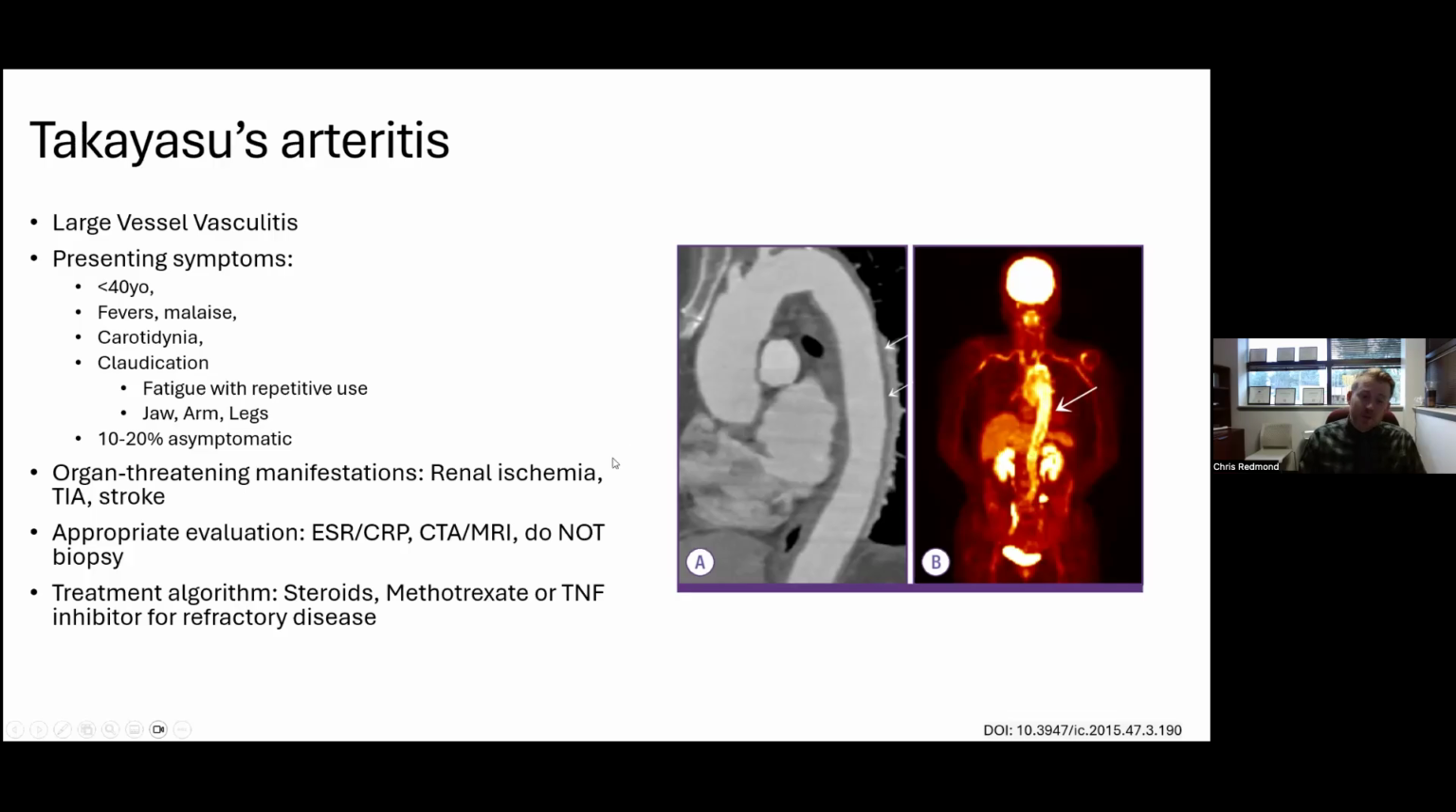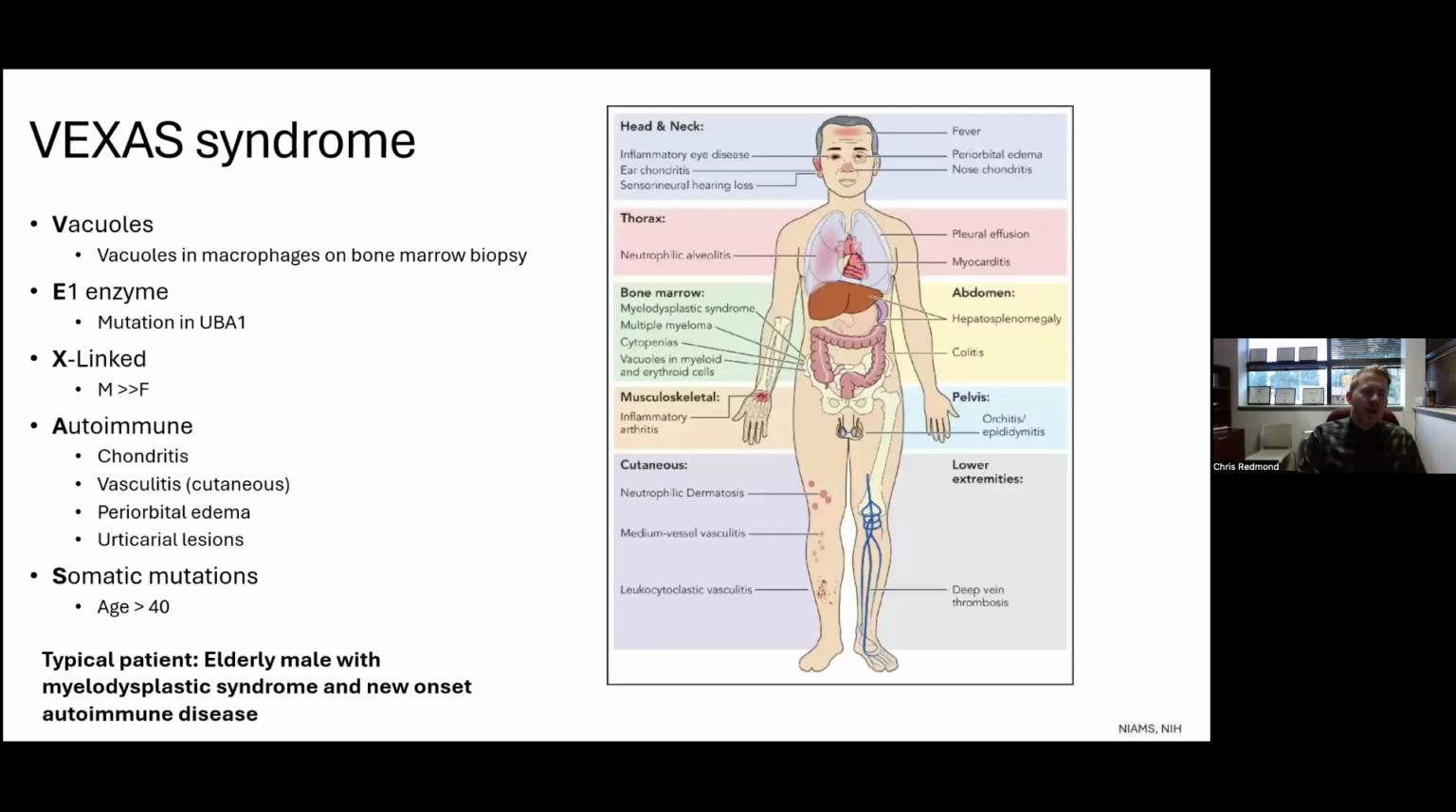So treatment: steroids, methotrexate, TNF inhibitors. Steroids would be your first line therapy. If someone is super concerned about Takayasu's and there's no contraindications, it all fits, steroids would be an appropriate empiric treatment. Okay, and so that's the classic vasculitis conditions.